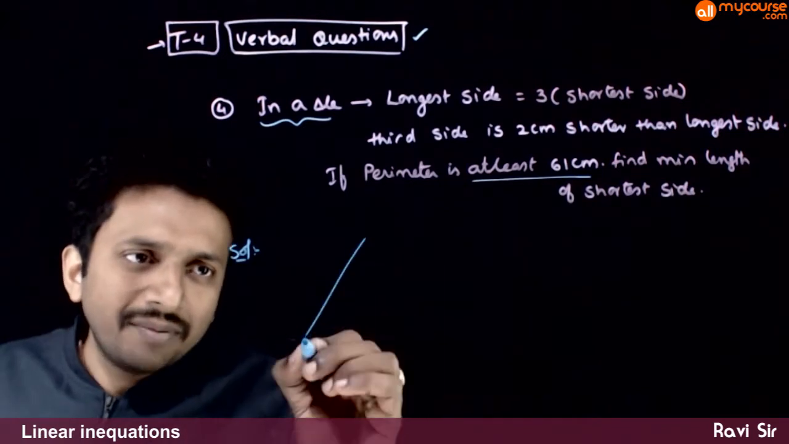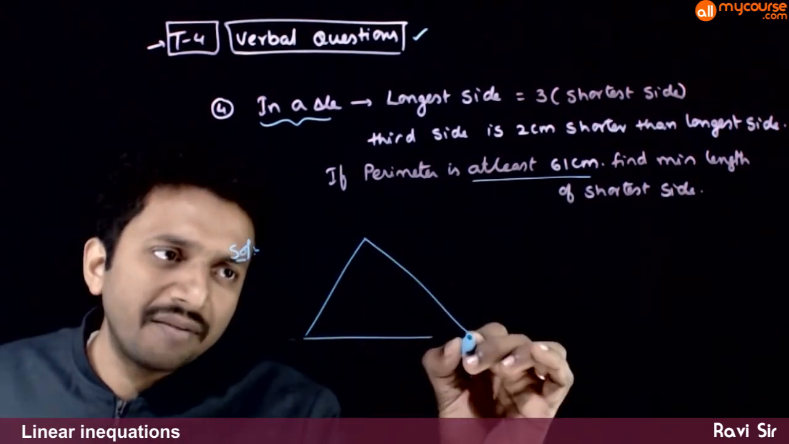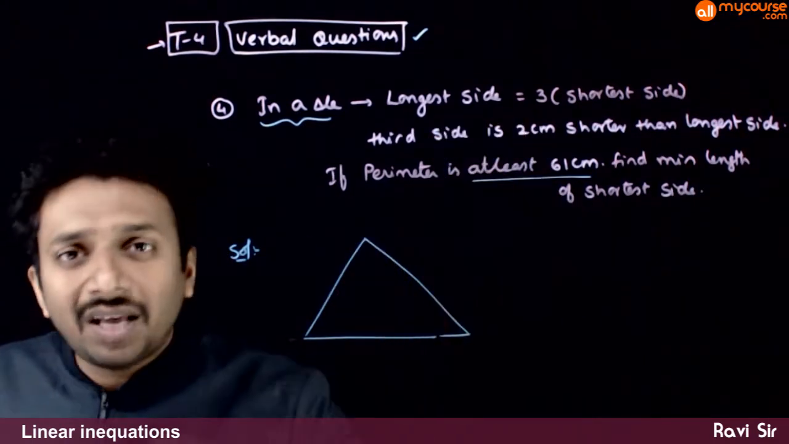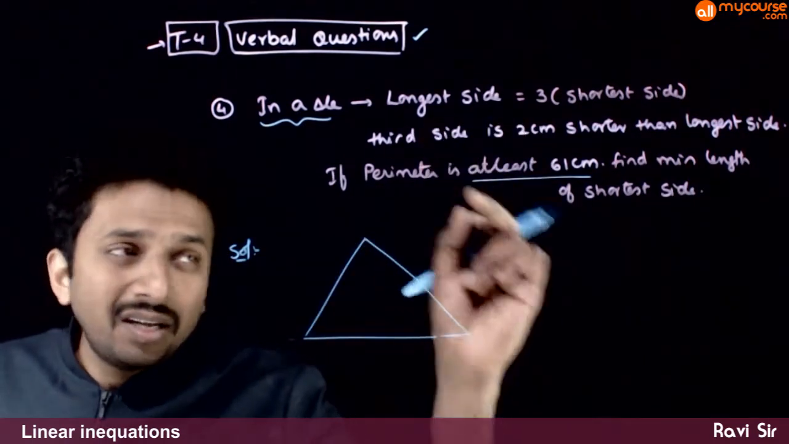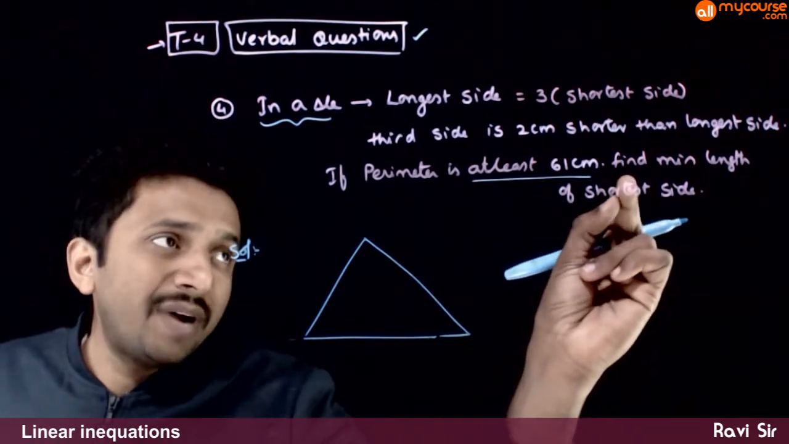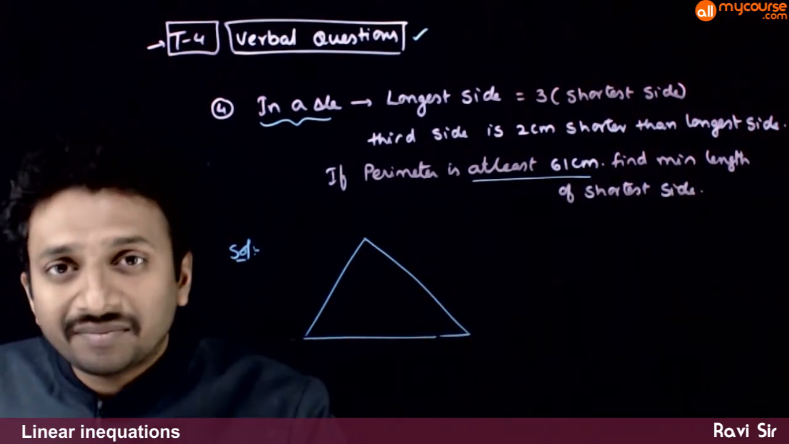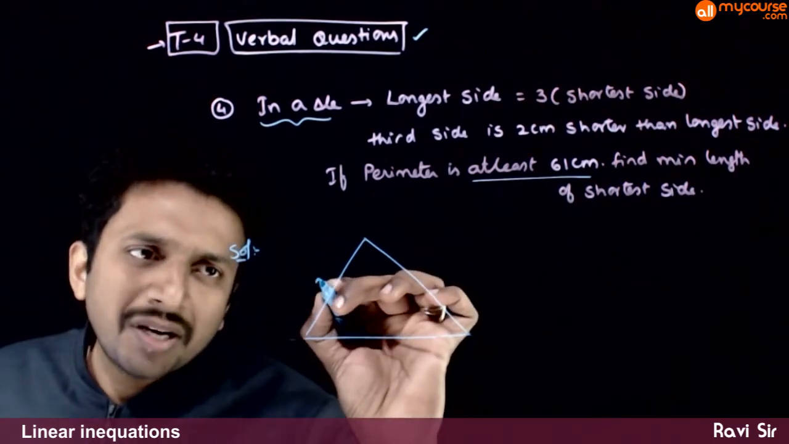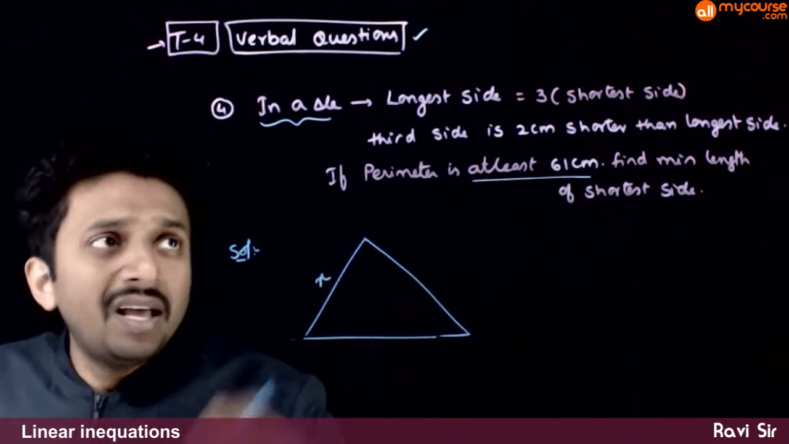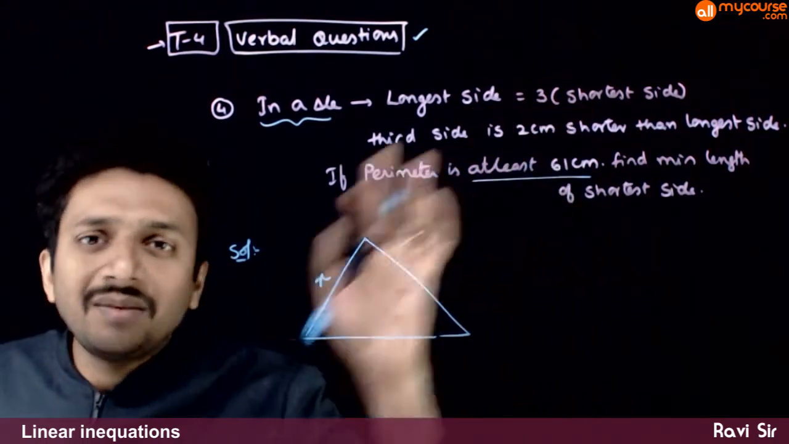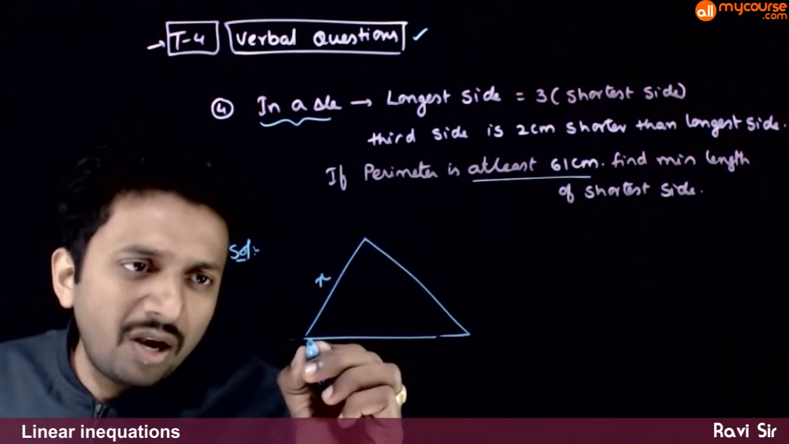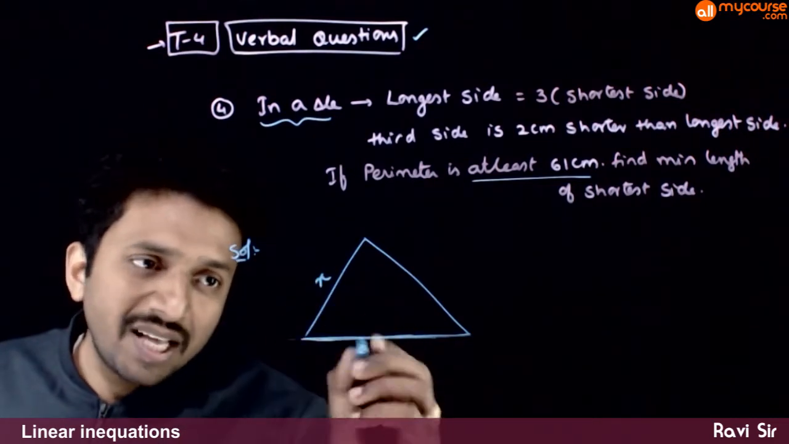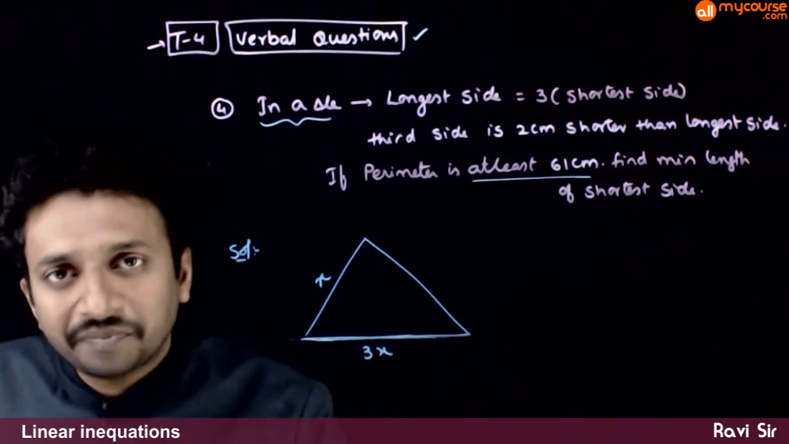So given that you have a triangle, and in the triangle, the longest side is 3 times the shortest side. And look at the final part of the question. You're asked to find the minimum length of the shortest side. So let us assume that the shortest side is x. And it's given that the longest side is 3 times the shortest side. So let this be the longest side. So if this is x, this is 3x.